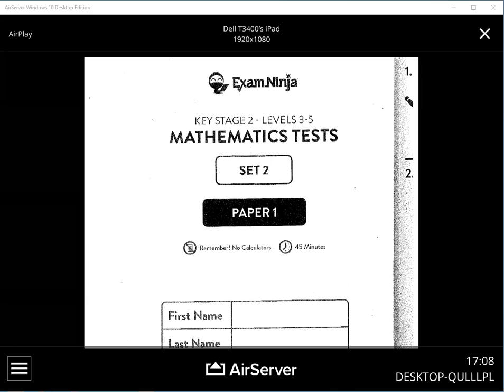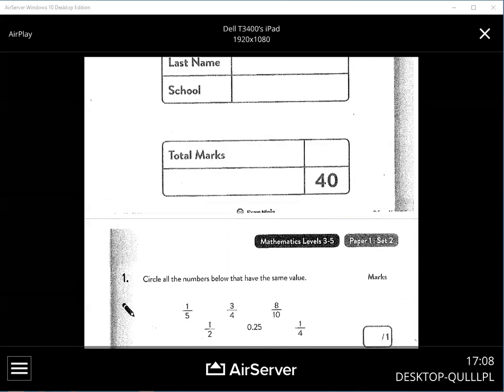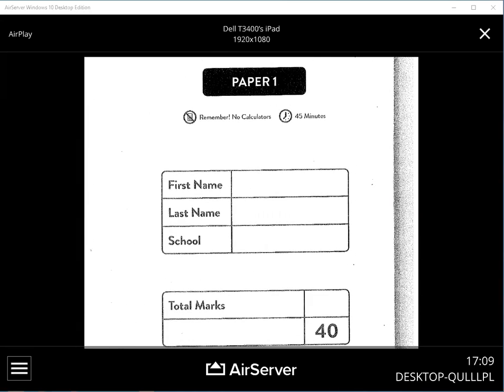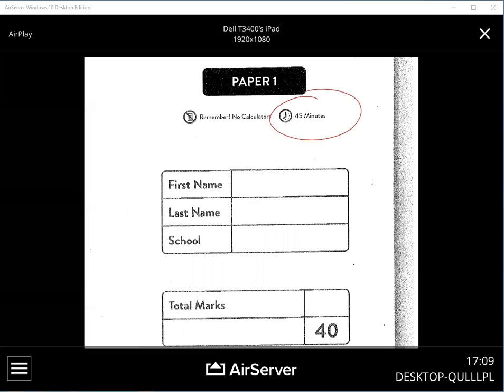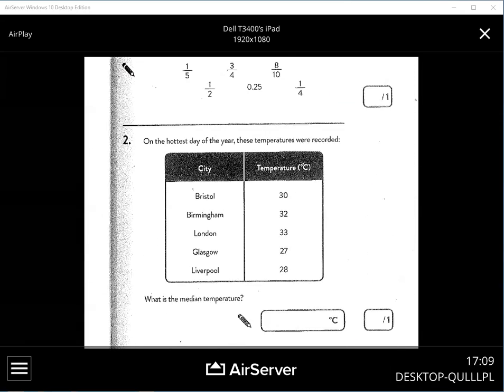So we're looking at an Exam Ninja SAT paper, set 2, paper 1. This is the paper that you students should have done before the lesson. It is a reasoning paper, 40 marks, 45 minutes. Let's get ourselves started.